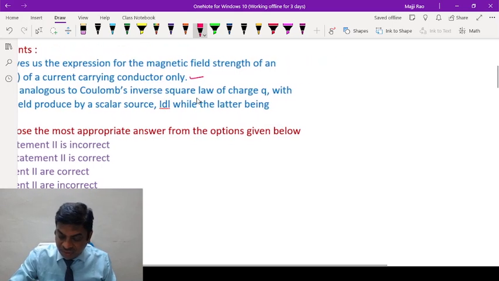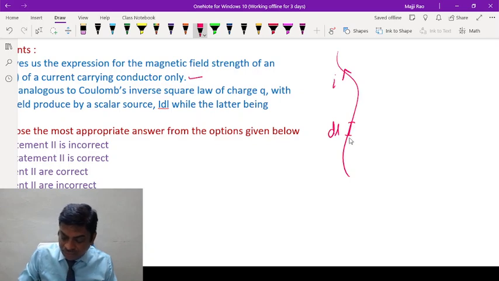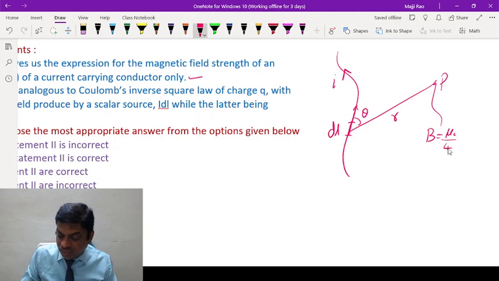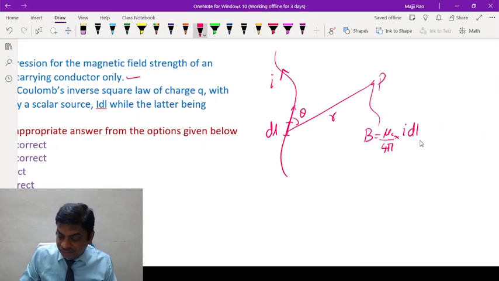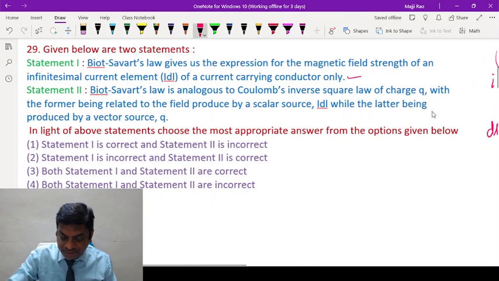Yes, it is true, because suppose you have a small current carrying wire, say I dl, and if you choose a point P at a distance r, let us say this angle is theta, then the magnetic field here is given by mu 0 by 4 pi. Numerically it is I dl sine theta divided by r square. This is Biot-Savart's law. So statement 1 is correct.